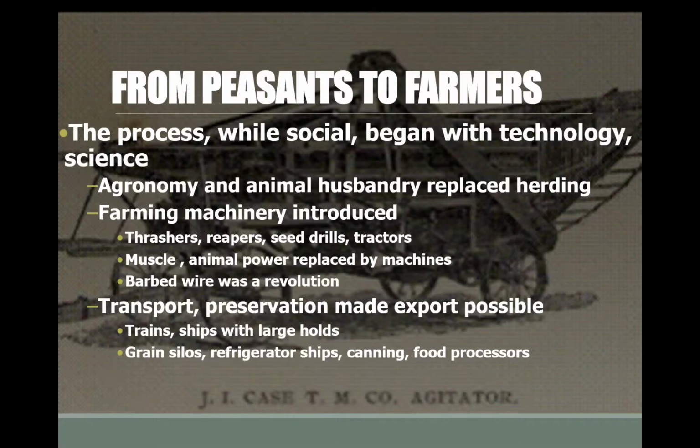Grain silos are going to allow you to store grain. Refrigerator ships are going to prevent food from spoiling. You have canning, which allows for the preservation of food, and food processors. All this will allow food to be able to last longer.